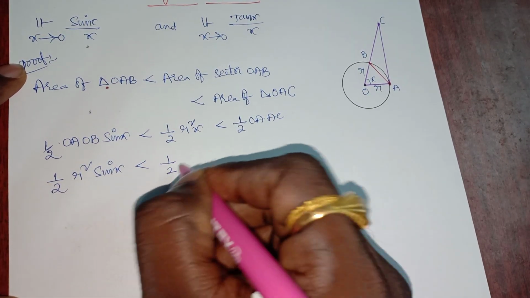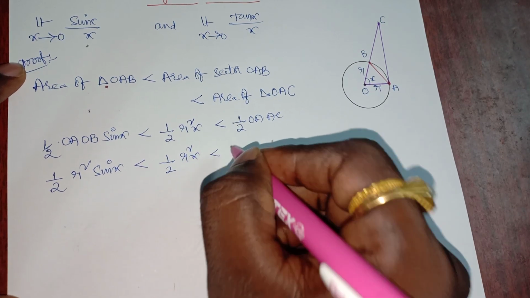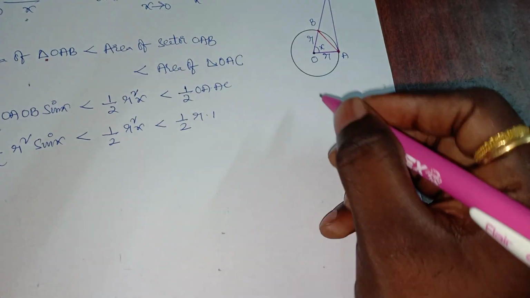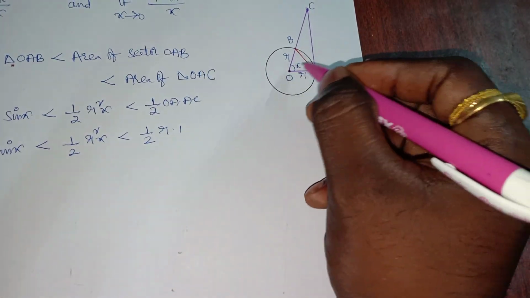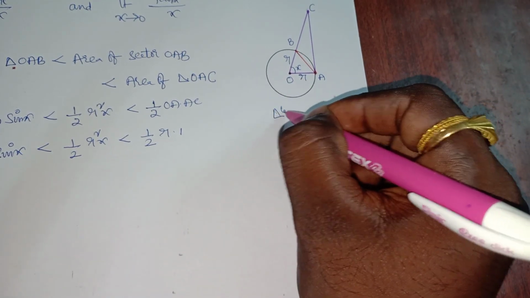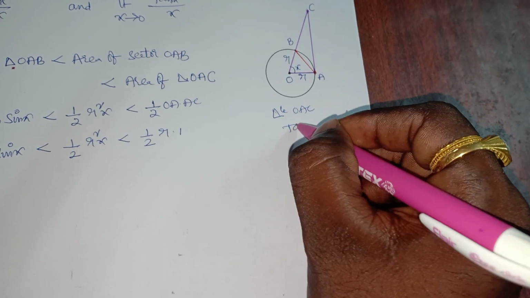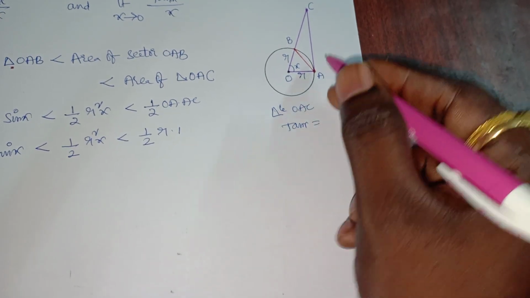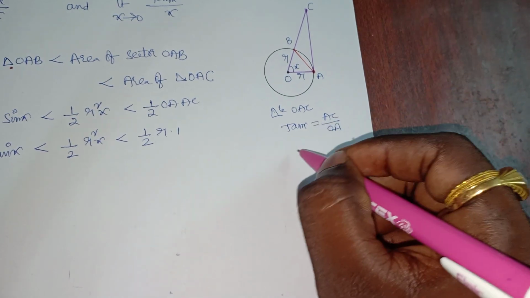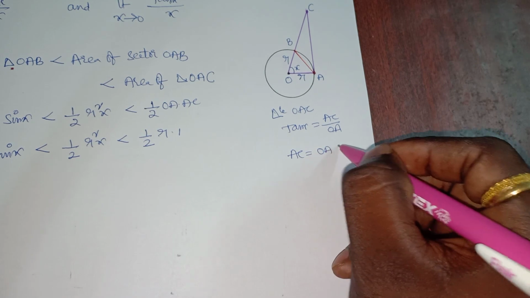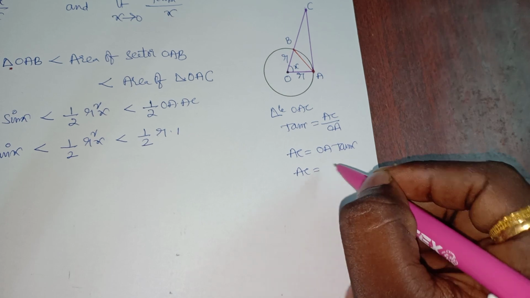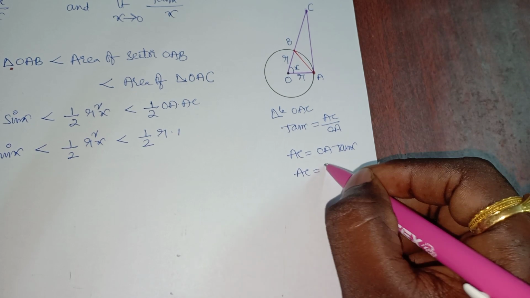less than half r square x less than half into, what is OA? r into AC. Now what is AC here? Coming to this right angle triangle OAC, tan x is what? Opposite side by adjacent side, that is AC by OA, which means AC equals OA into tan x, right? What is OA? r. That is AC equals r into tan x.